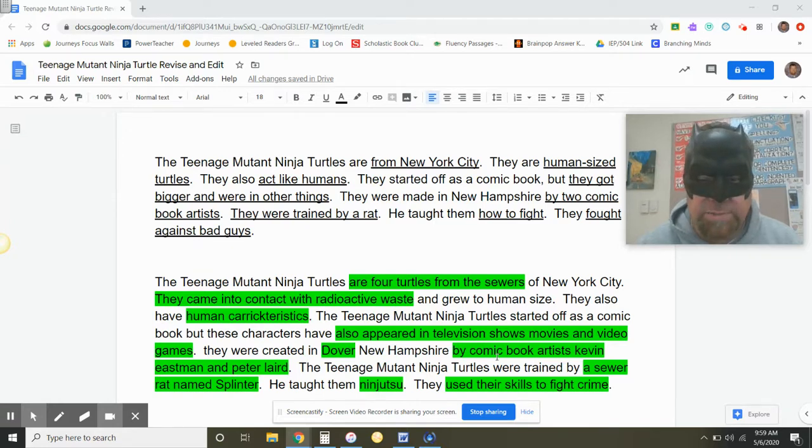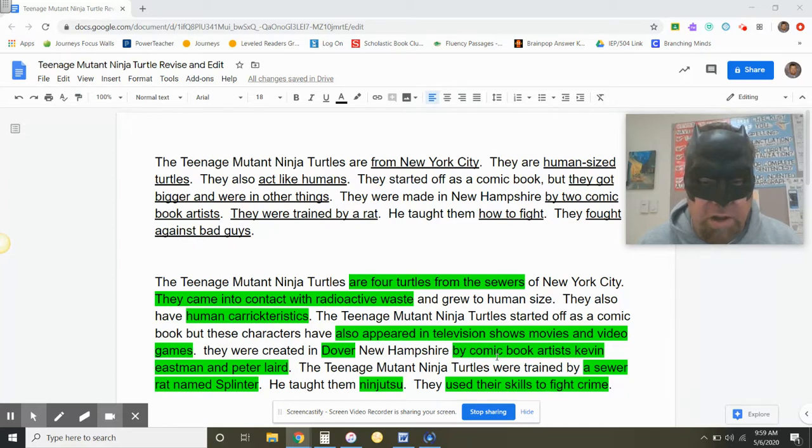Okay, so let's look at some examples from New York City. Now, I said they're from New York City, but that's about it. Okay, so as you can see down below, the first highlighted section that says "Our four turtles from the sewers of New York City," that gives more specifics in terms of their origin, where these Teenage Mutant Ninja Turtles are from. Now, the next sentence says they are human sized turtles. That's it. They are human sized turtles. Now, why in the world are these turtles human sized, right? So, if you look at the next sentence down below, the next green highlighted section, they came into contact with radioactive waste. This is giving the reader more information as to why they are mutant turtles that are human sized.